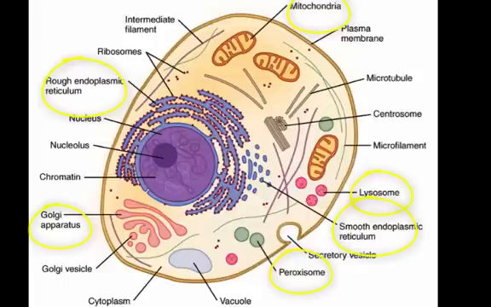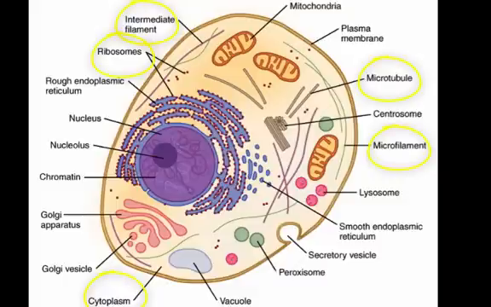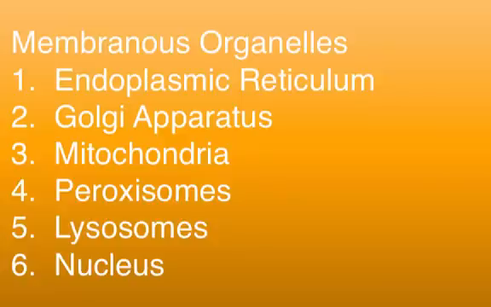Membranous organelles have a membrane mostly made up of phospholipids that completely surround the organelle. Non-membranous organelles either completely lack this membrane or they are only partially covered by a phospholipid membrane. The membranous organelles include the endoplasmic reticulum, the Golgi apparatus, the mitochondria, the peroxisomes, the lysosomes, and the nucleus. The nucleus is the largest of all the organelles.